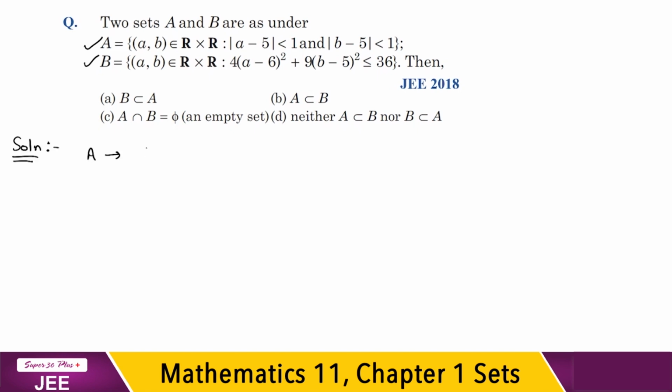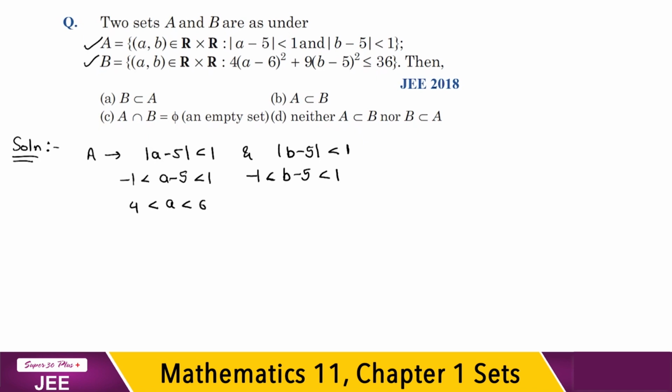For set A, we have been given the relation |a minus 5| is less than 1 and |b minus 5| is also less than 1, where a and b belong to the real numbers. So a minus 5 lies in the interval of minus 1 to 1, and b minus 5 also lies in the interval of minus 1 to 1. So a lies in the interval of 4 to 6 and b also lies in the interval of 4 to 6. Alright, so a and b are lying from 4 to 6.